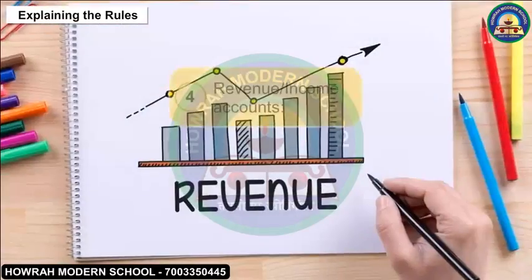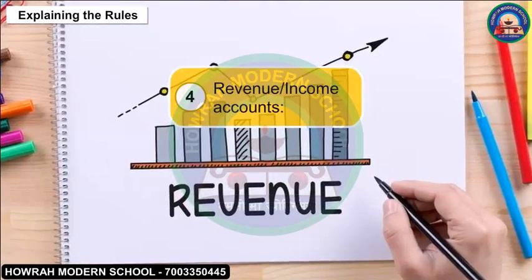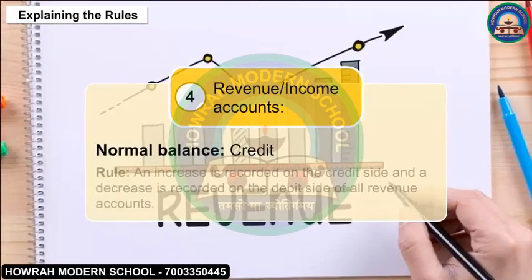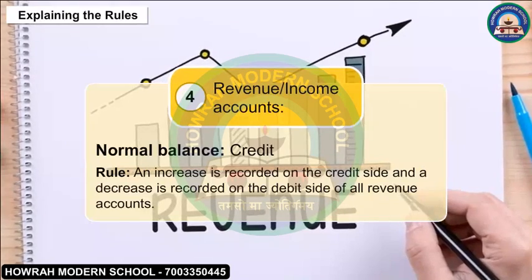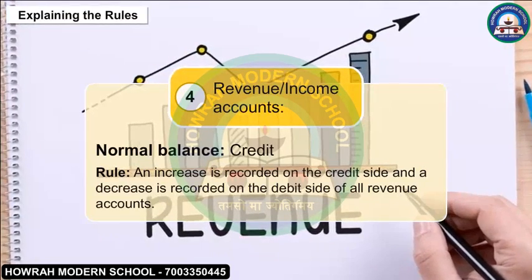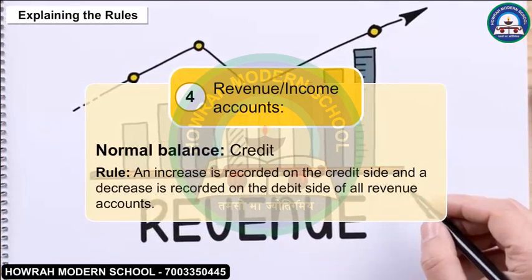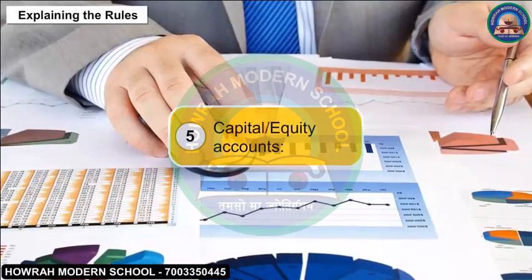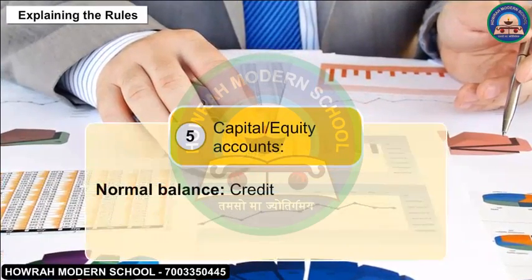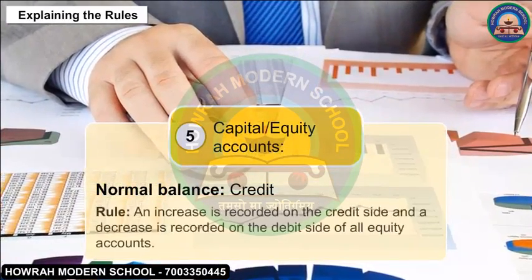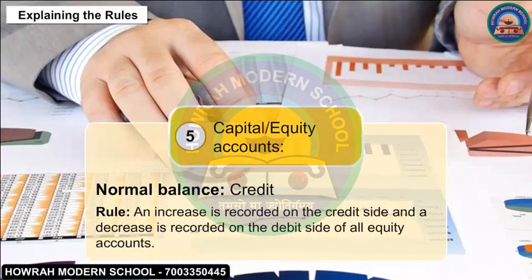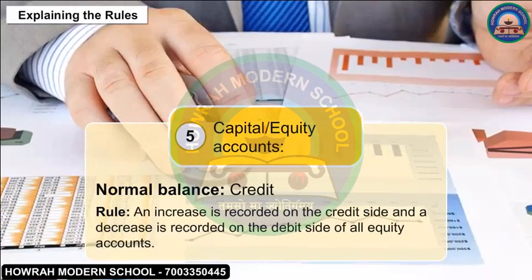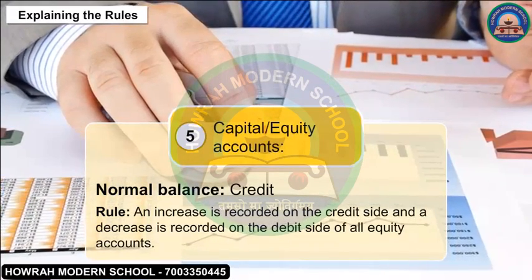4. Revenue or income accounts, normal balance, credit. Rule: an increase is recorded on the credit side and a decrease is recorded on the debit side of all revenue accounts. 5. Capital or equity accounts, normal balance, credit. Rule: an increase is recorded on the credit side and a decrease is recorded on the debit side of all equity accounts.